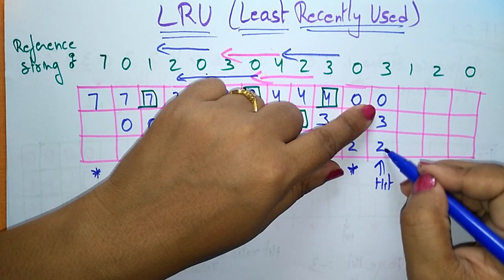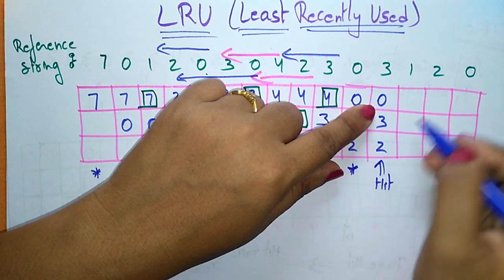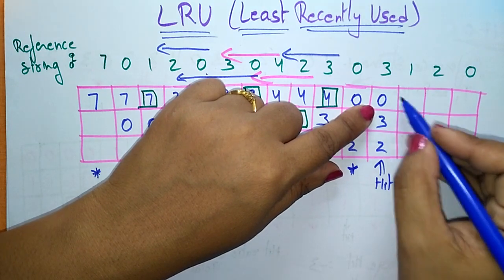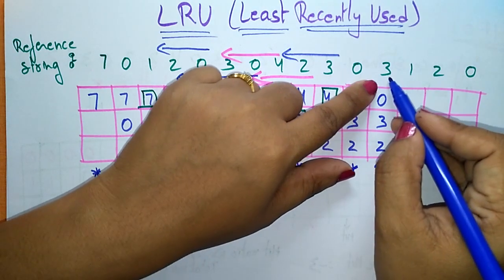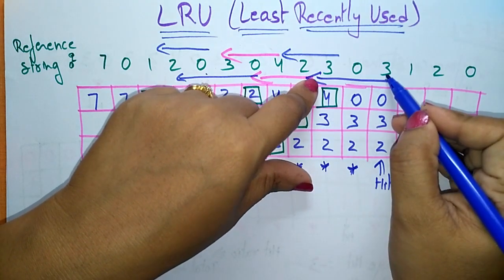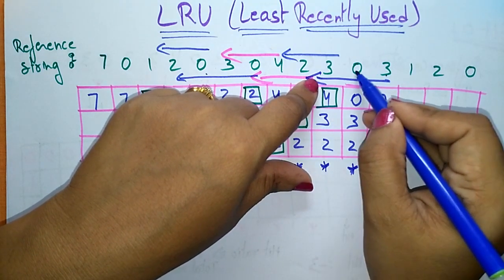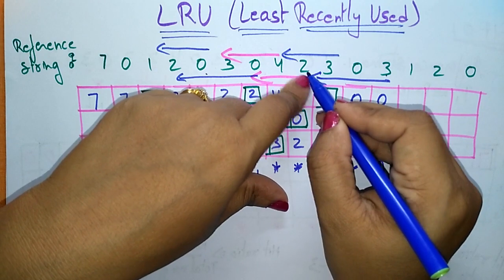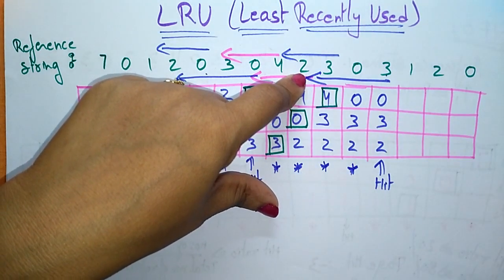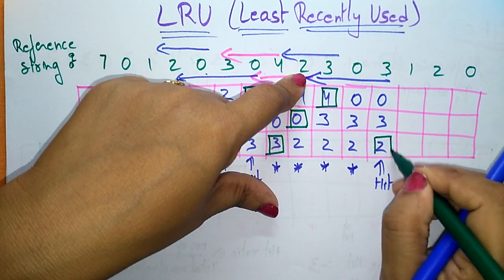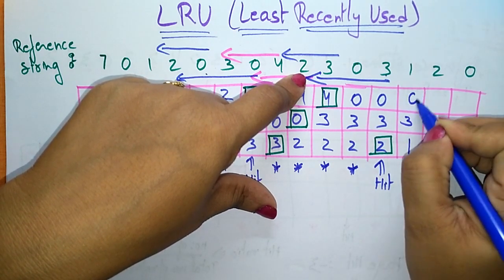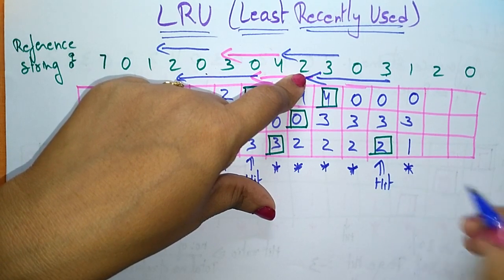Next 1. 1 is not present in the frame, the main memory. So I have to replace a page because there is no space here. Which page has to be replaced? Check this. 3 is the most recently used, then 0, 3 and 2. So 2 is the least recently used. So in place of 2, I have to replace with 1, 3, 0. So this is also a page fault.